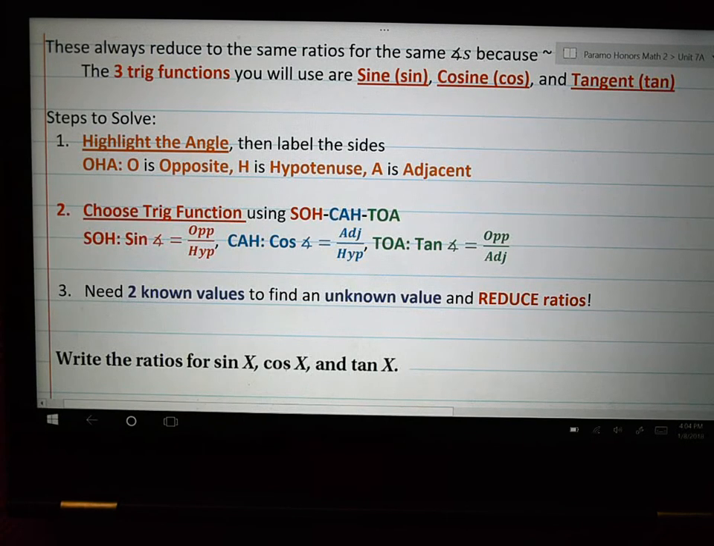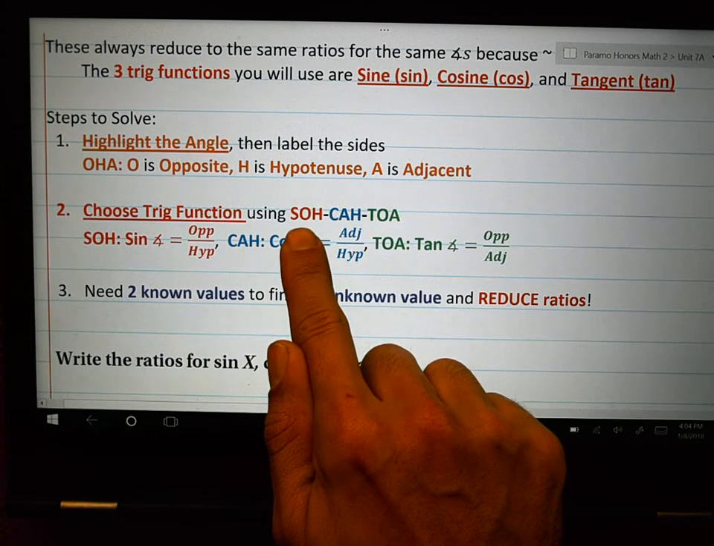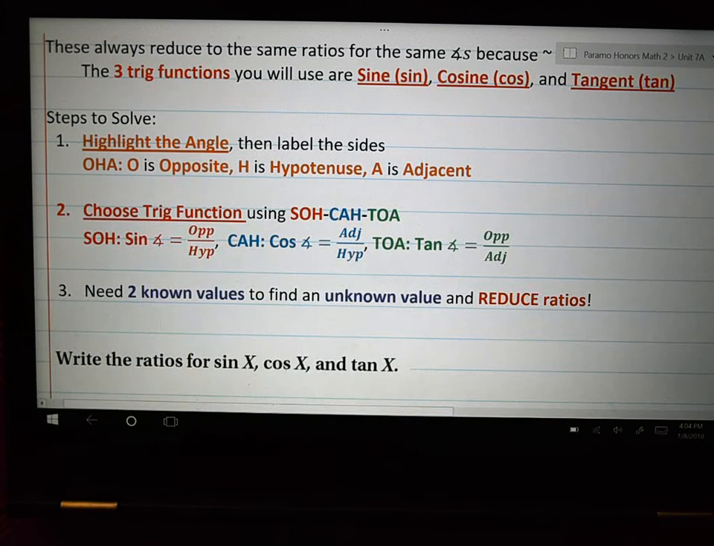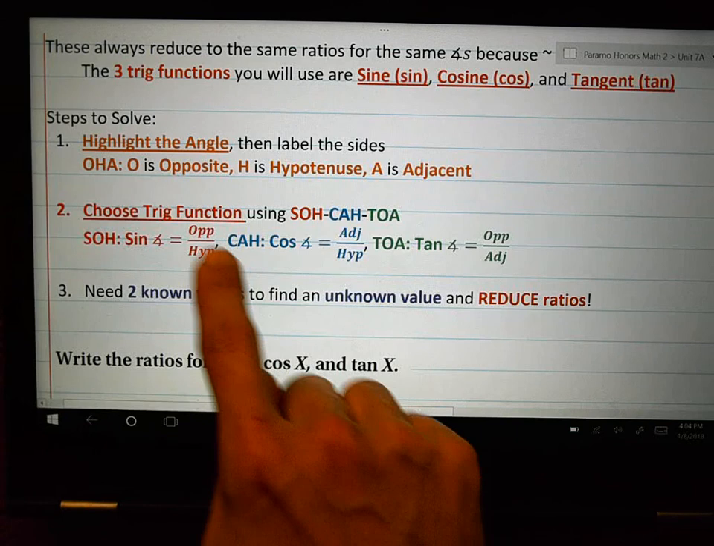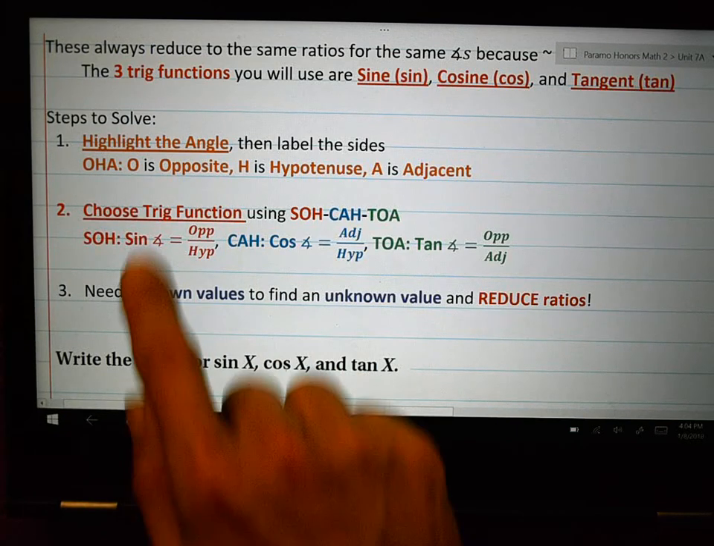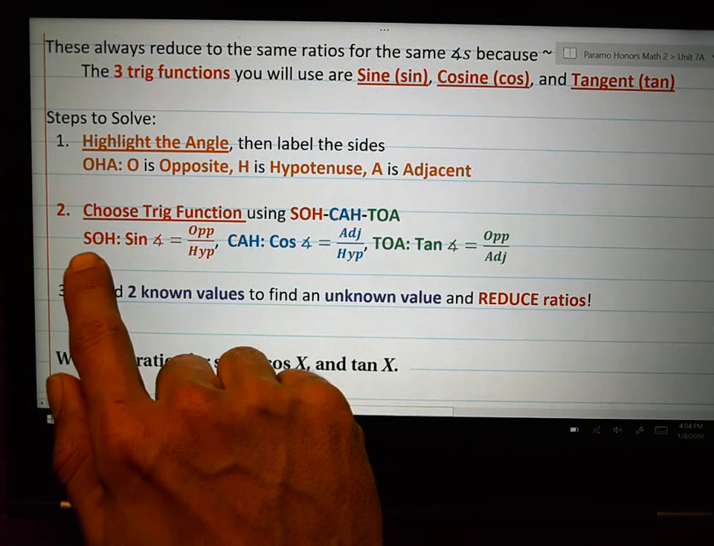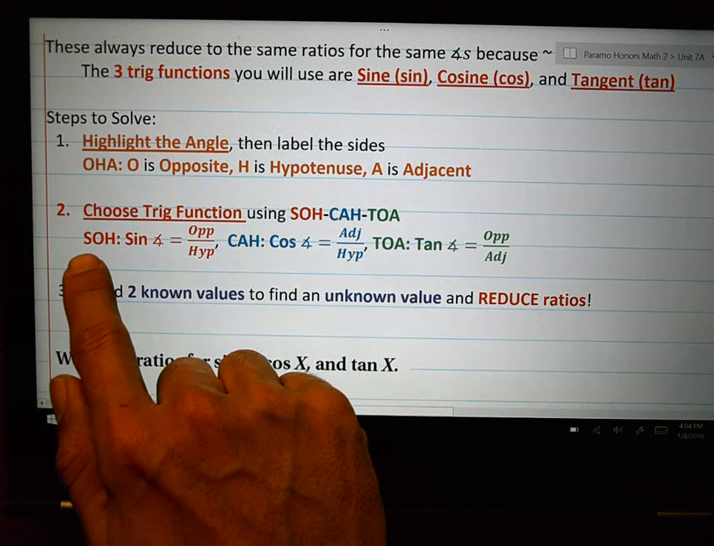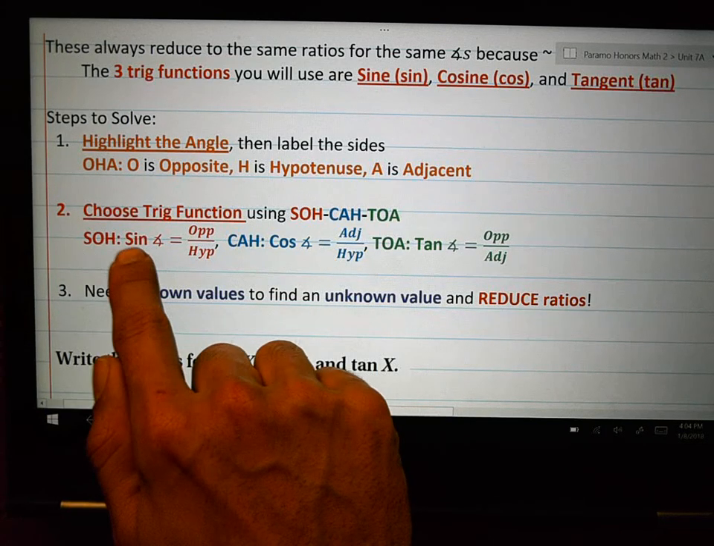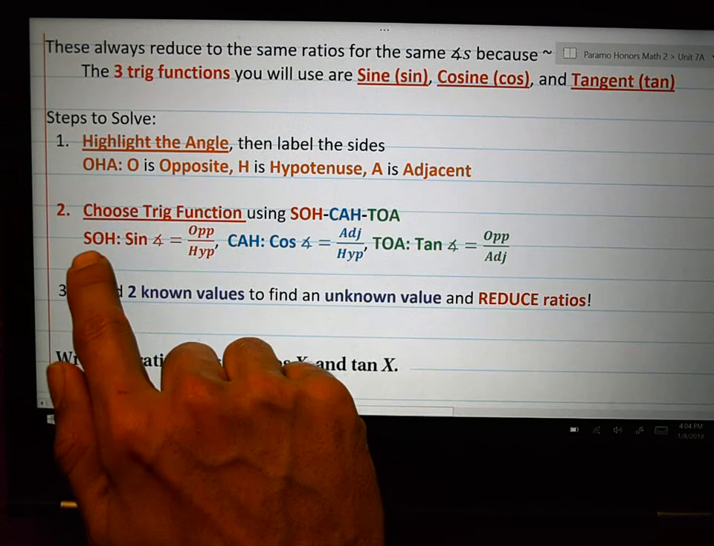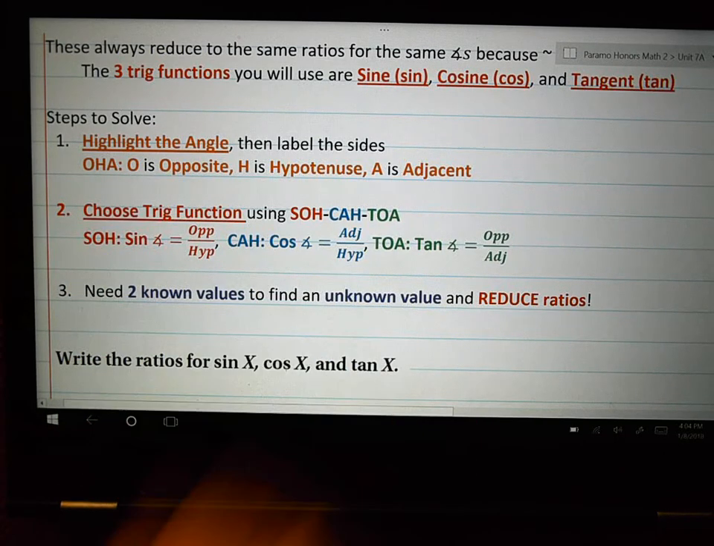O stands for opposite. H stands for hypotenuse. A stands for adjacent. The second thing you're going to use is this thing called Sohcahtoa. Sohcahtoa is an acronym where each letter stands for something so that you know what to do. For example, you're going to have to choose: am I going to use sine, cosine, or tangent? You will choose sine by using the acronym SO. The S stands for sine of the angle is equal to the opposite over the hypotenuse.